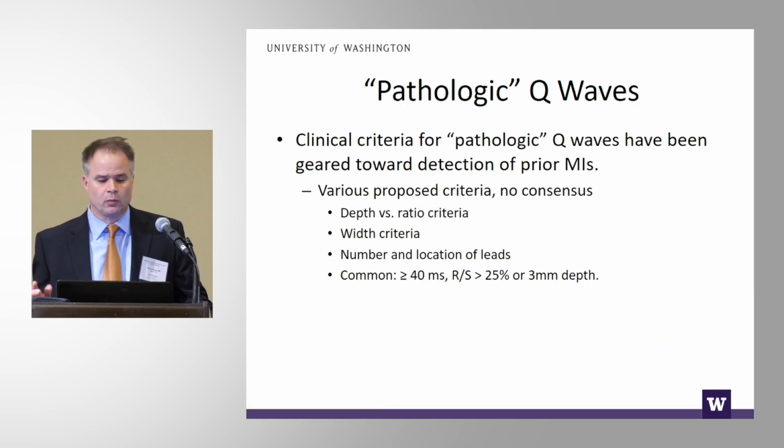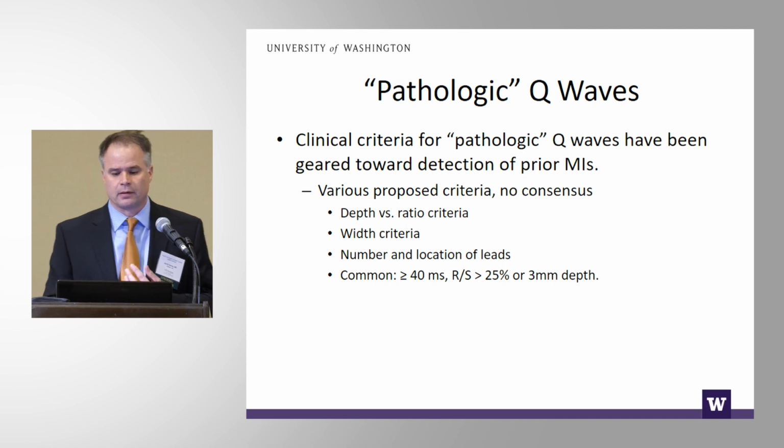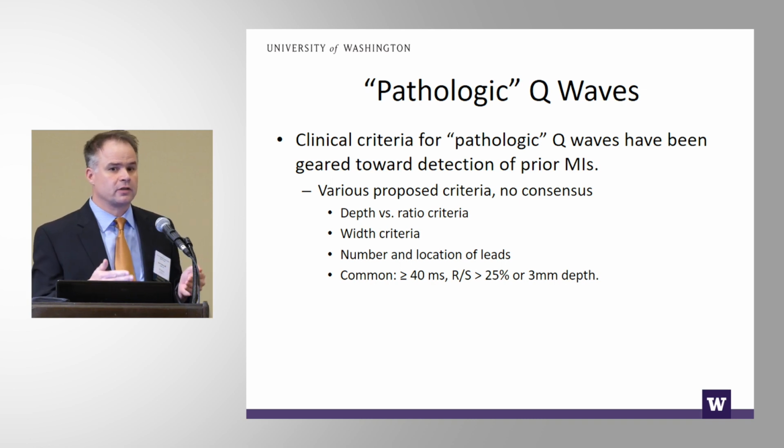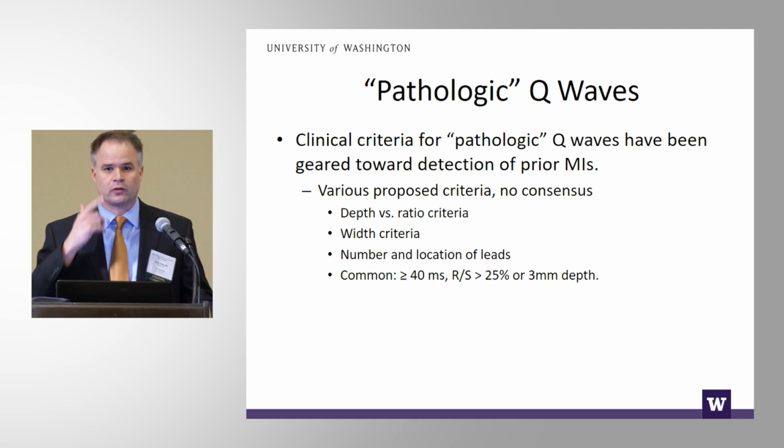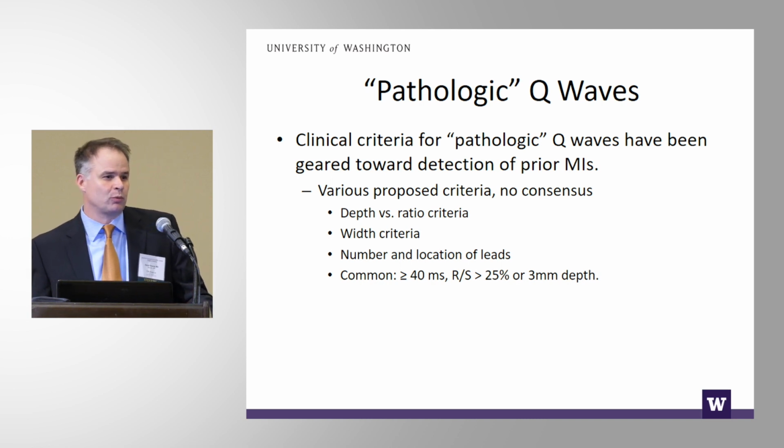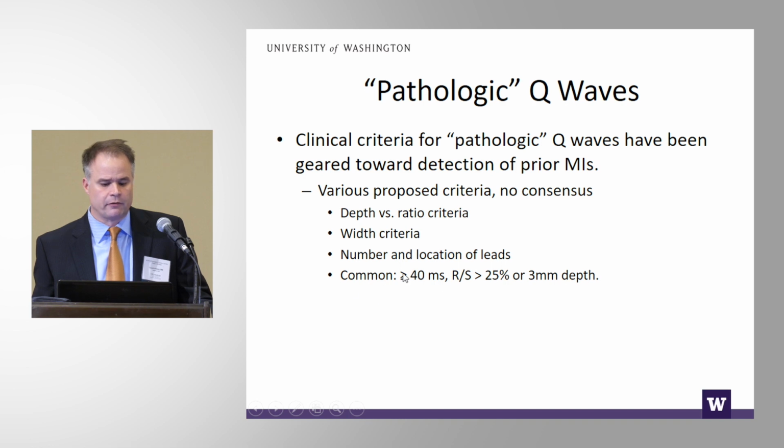So the clinical criteria for pathologic Q waves have been geared towards detection of myocardial infarction. All of these criteria that were proposed years ago were meant to detect people who have had heart attacks. They looked at depth criteria, ratio criteria, width criteria, the number and location of leads. There's no consensus as to what defines a pathologic Q wave.